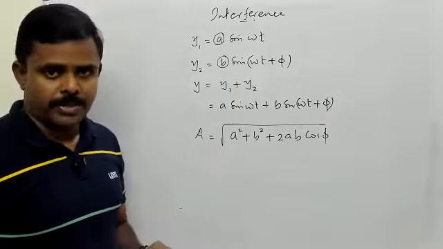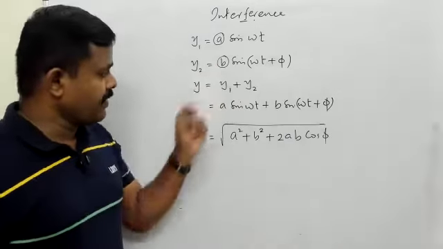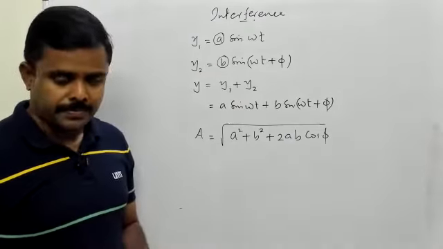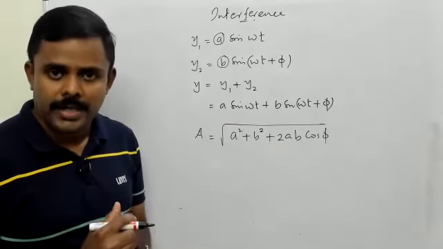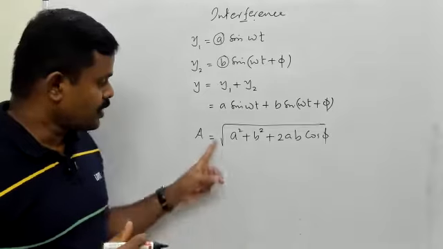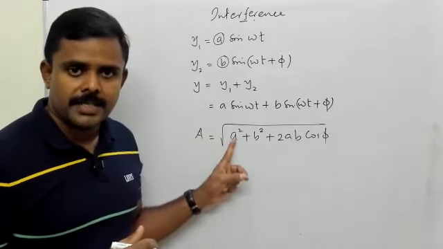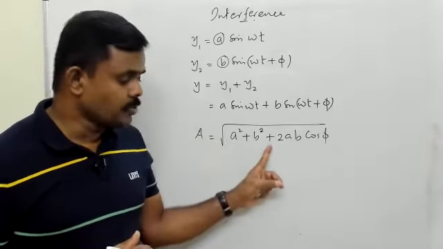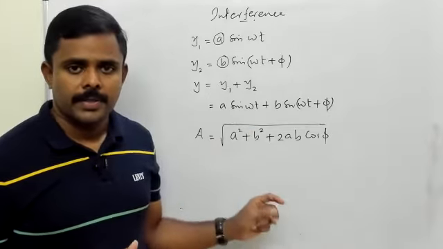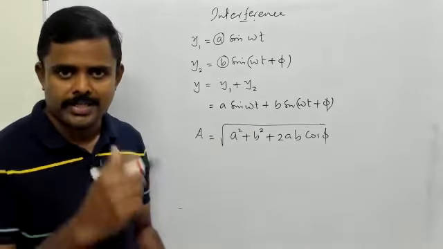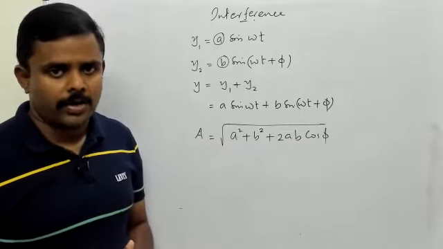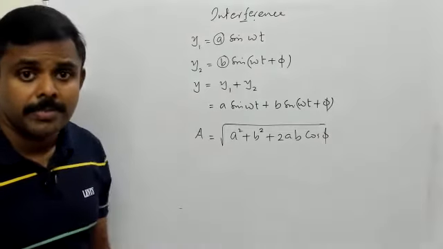The first wave has an amplitude of A. The second wave has an amplitude of B. And when they join, the resultant amplitude is not A plus B. It is what? Root of A square plus B square plus 2AB cos phi. This is like root of P square plus Q square plus 2PQ cos theta. You learned this in class 11 as the parallelogram law of vector addition. So this is the resultant amplitude.